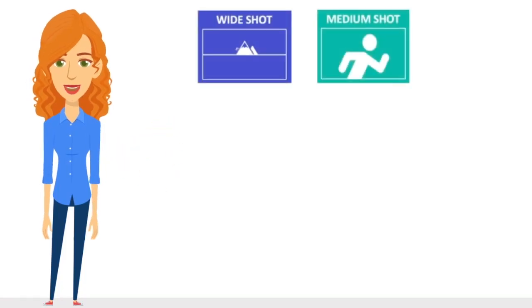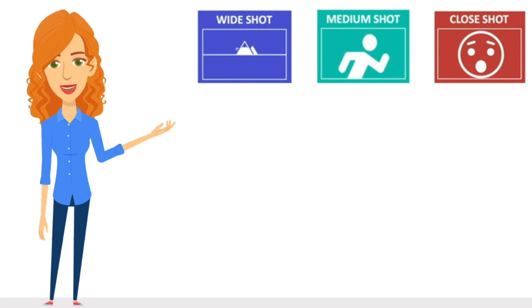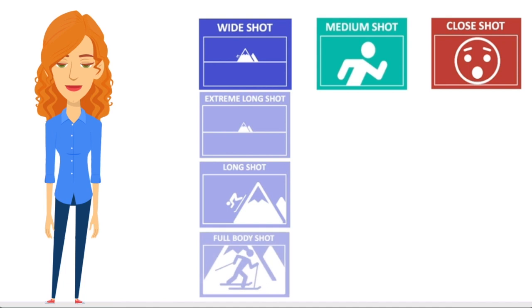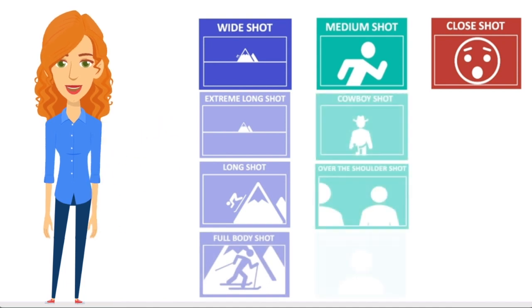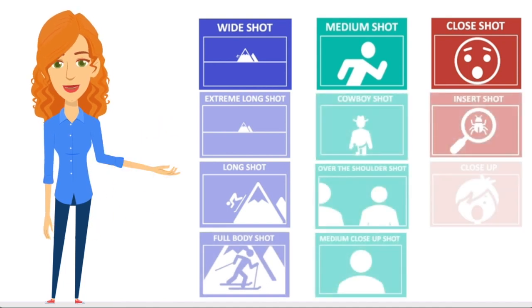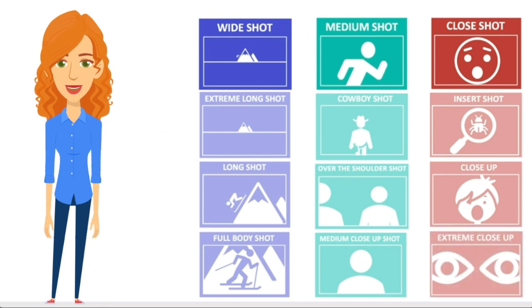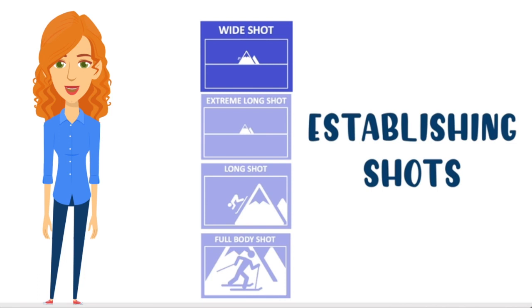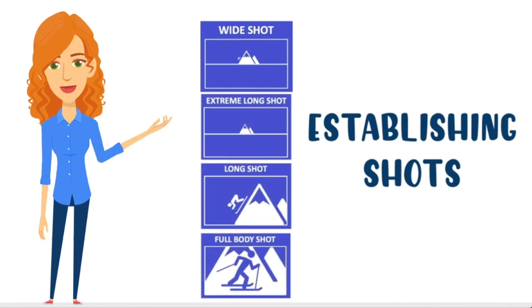We know there are three main shot sizes: wide, medium, and close. Each category has its own specific shots, and each one of them has its own specific storytelling characteristic. In this lesson, we're going to explore establishing shots. To establish means to set up.